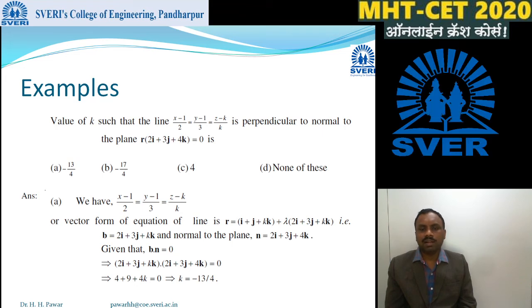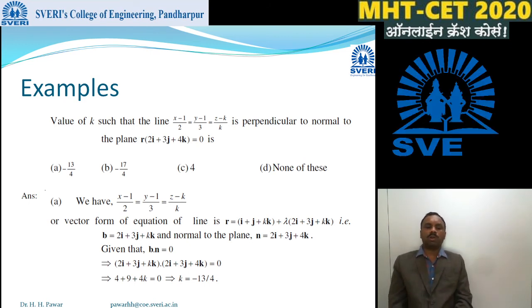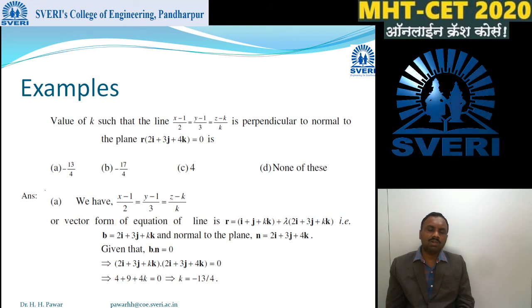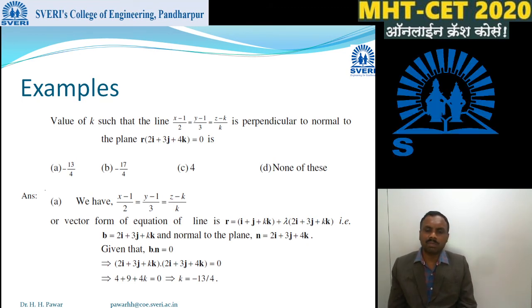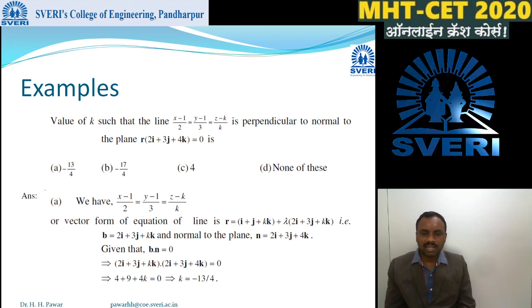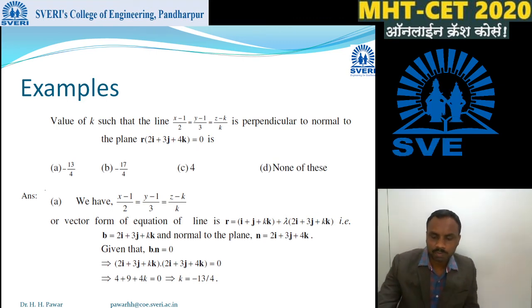As we know that for perpendicular, the dot product of the two vectors is equal to 0. By putting the values we'll get 4 plus 9 plus 4k equal to 0, that is 4k equal to minus 13, which gives us k equal to minus 13 divided by 4.